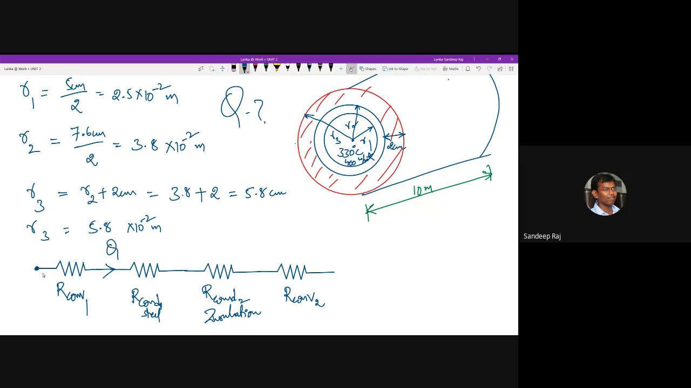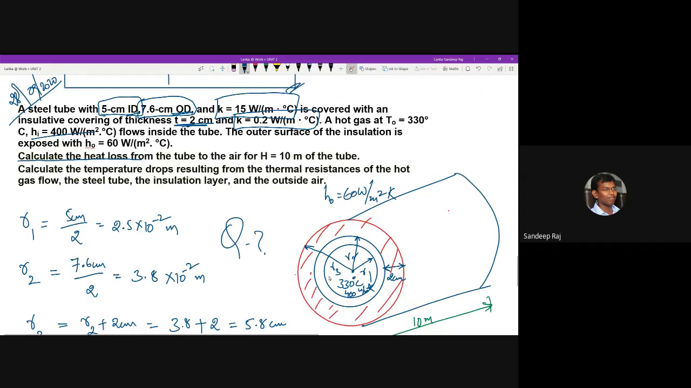Also, you need the temperatures here. In this place, the temperature is 330 degrees centigrade, given in the question. And on the outer side, did he give you the temperature anywhere? He did not give you. He is supposed to give it to you. Then you take this value as T infinity, equal to 30 degrees centigrade.